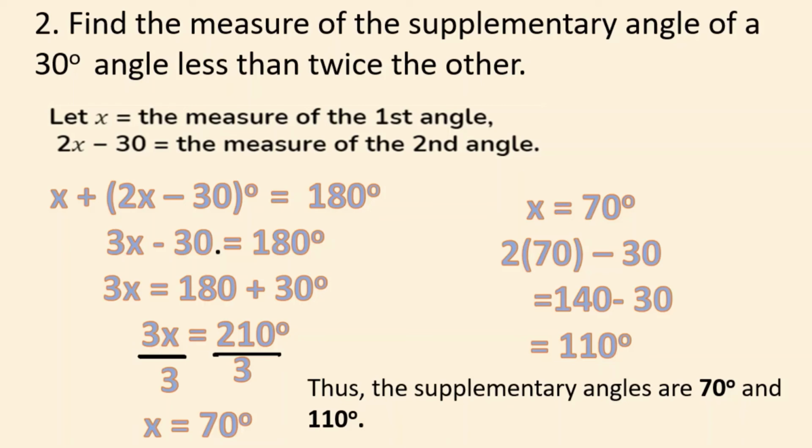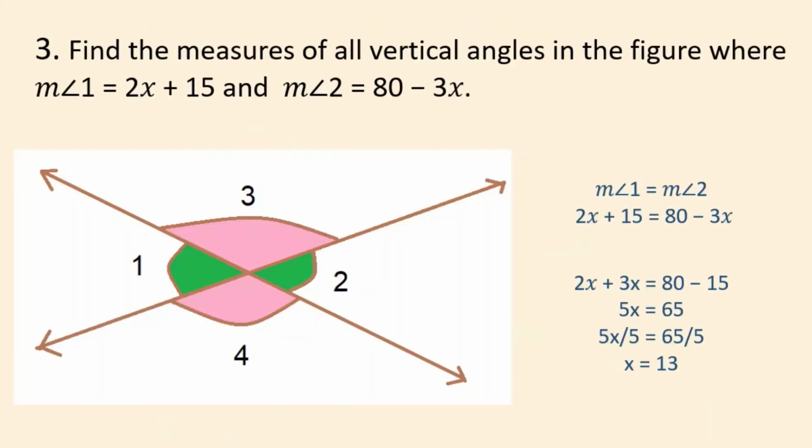So substitute the value of x to our representation. Again, x is 70 degrees. Then 2x minus 30. If we substitute 70 to x, we have 2 multiplied by 70 minus 30. So 2 times 70 is 140, minus 30, and that is equal to 110 degrees. Thus, the supplementary angles are 70 degrees and 110 degrees.